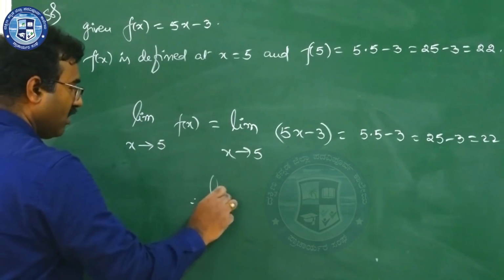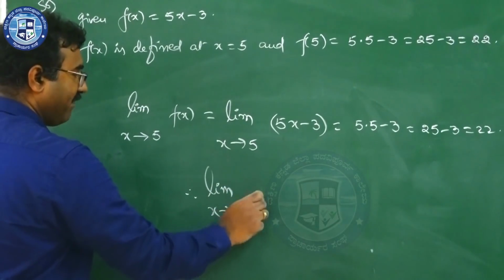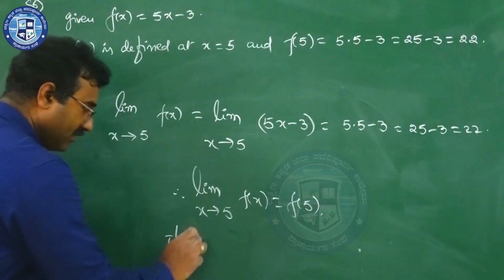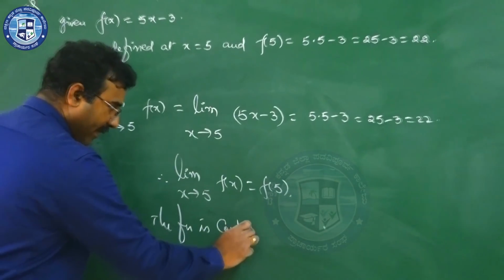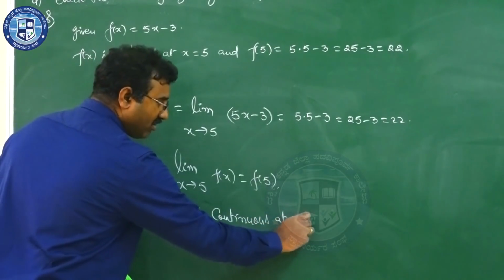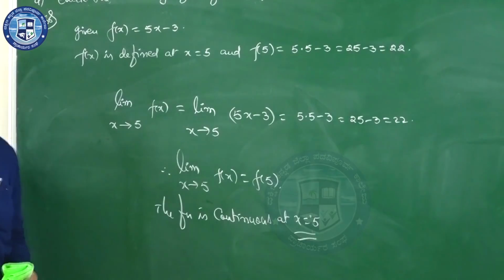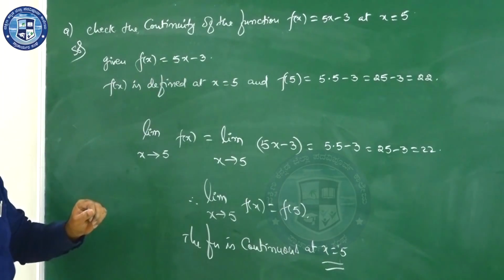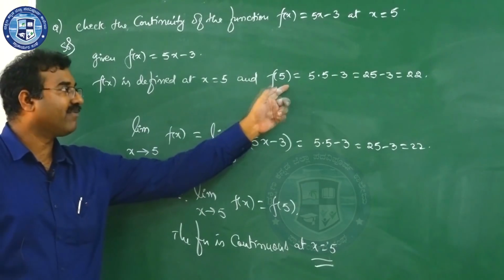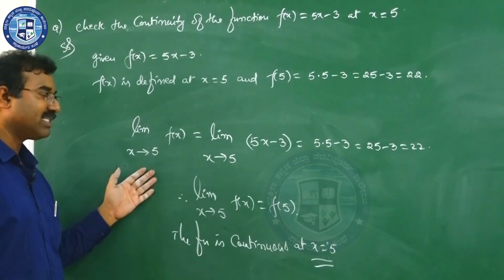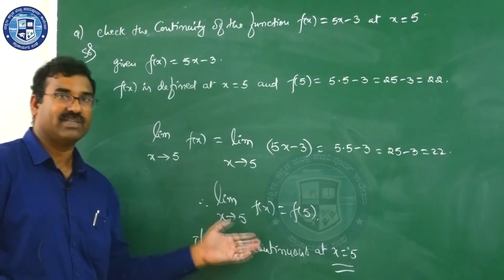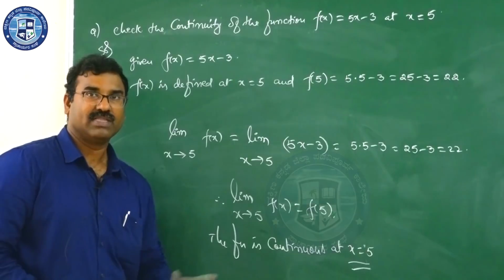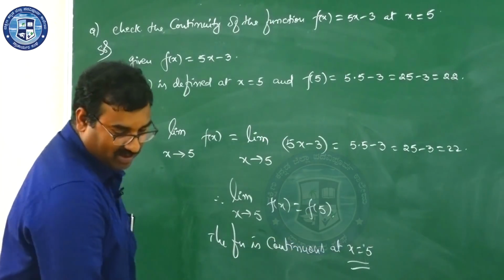So therefore, limit x extends to 5 of f(x) is the same as f of 5. So we say that the function is continuous at x equal to 5. Are you clear? First we have to see whether it is defined at that point or not. Next, you need to find the functional value. Next, you need to find its limiting value and see whether the limiting value is the same as the functional value. If they both are the same, then we conclude that it is continuous at the given point.